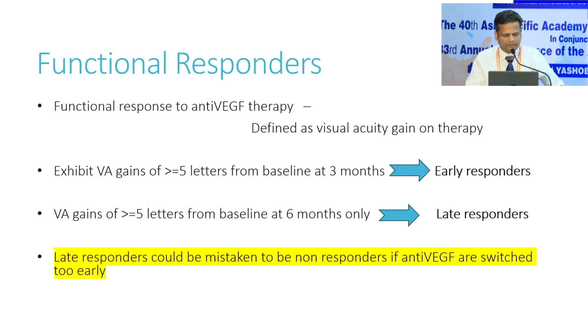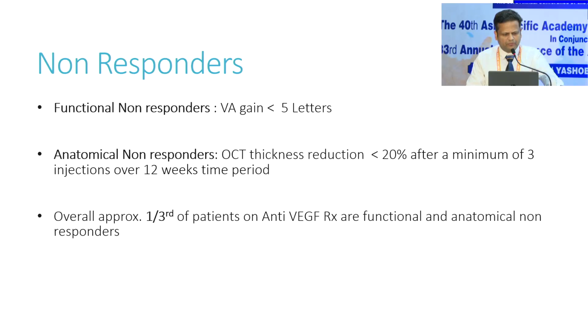At this juncture, I would like to talk about two types of functional responders to anti-VEGF. One is the early responders, which exhibit visual gains of more than or equal to 5 letters from baseline at 3 months. Another set are late responders, which have visual gains of more than or equal to 5 letters from baseline at 6 months only. So late responders could be mistaken for non-responders. If anti-VEGF is switched too early, they can be missed. Non-responders can be functional non-responders or anatomical non-responders. It is very interesting to know that 1/3 of the patients on anti-VEGF treatment are functional and anatomical non-responders.